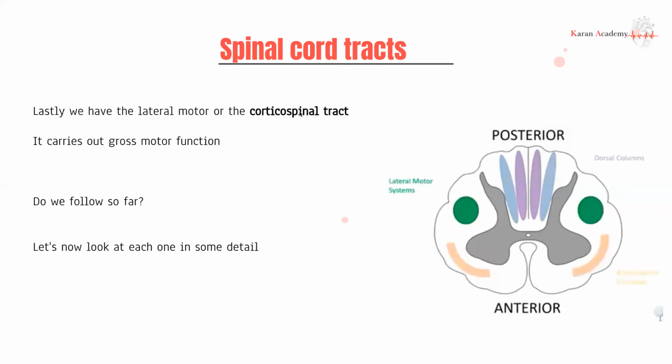And then you have the corticospinal tract. So it goes from the cortices to the spine. And as you can imagine, that's going to be sending signals down from your brain to the spine. And that's going to be motor function, right? And these are your lateral motor systems. All this makes sense so far? I hope it does. Okay, so now let's look at each one of these in a bit of detail.